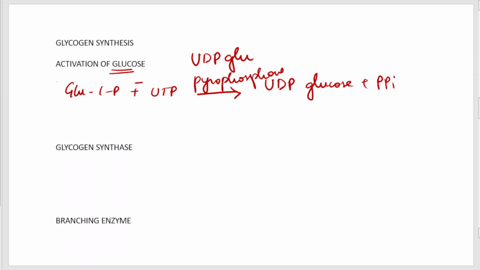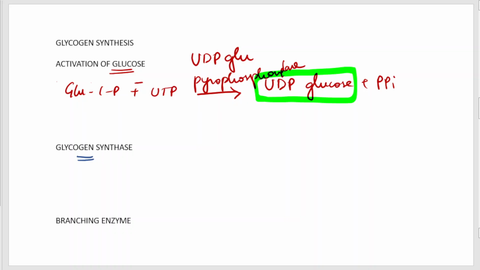So which is the active form of glucose? The active form of glucose is UDP glucose. It is in this form that it is attached to the glycogen. Okay, so the next step is the glycogen synthase reaction.